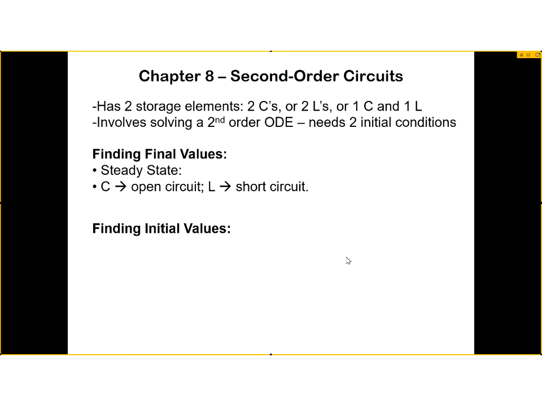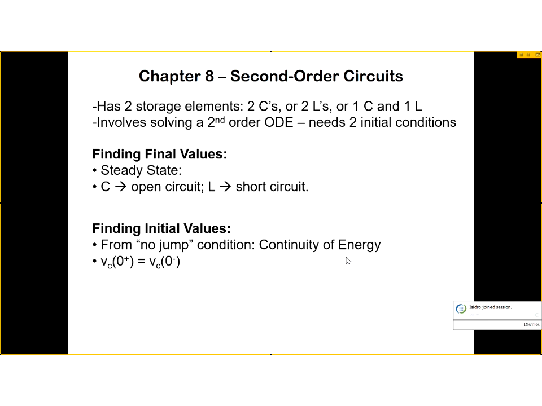On the other hand, for an inductor, it's the current that determines its energy, and it's also the current that doesn't jump. Finding initial conditions always comes from the no jump condition, or continuity of energy, which states that for a capacitor, the voltage before and after, usually at t equals 0, even if you flip the switch or change the configuration of the circuit, should be the same. And the current for an inductor doesn't jump. We all know that.